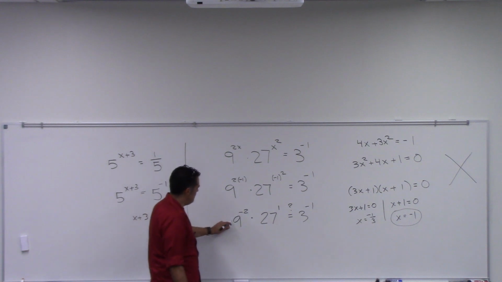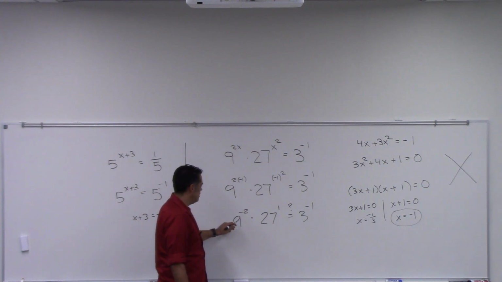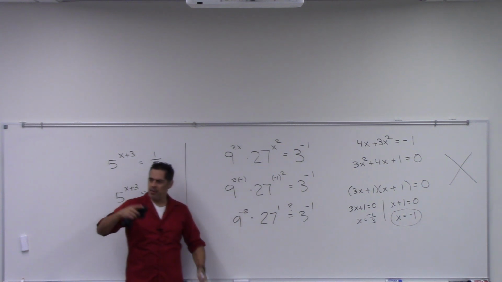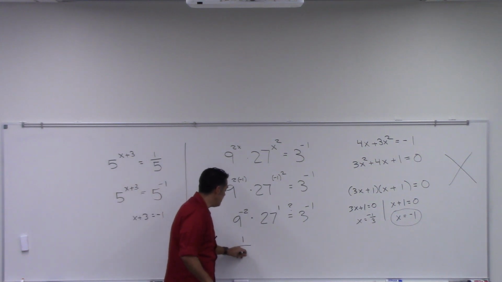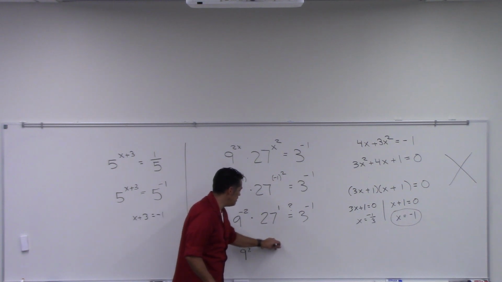What does this become? What is this really? You gotta be careful. It's not multiplication. What does a negative power mean? Remember the 1 over 9 squared. This is 27. Does that equal 3?